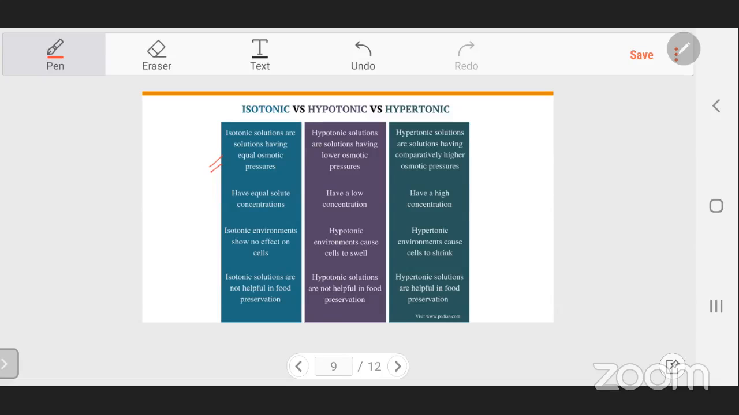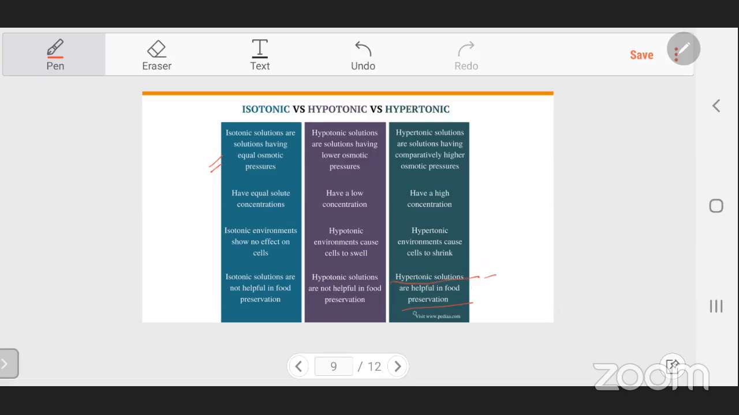Isotonic and hypotonic have not much role in food preservation, but hypertonic solution has a role in food preservation. As you have known, whenever we have to store some food for longer days, like pickles and all, we put it in salt so that they will not get damaged for a longer period. So that is what hypertonic solution does.